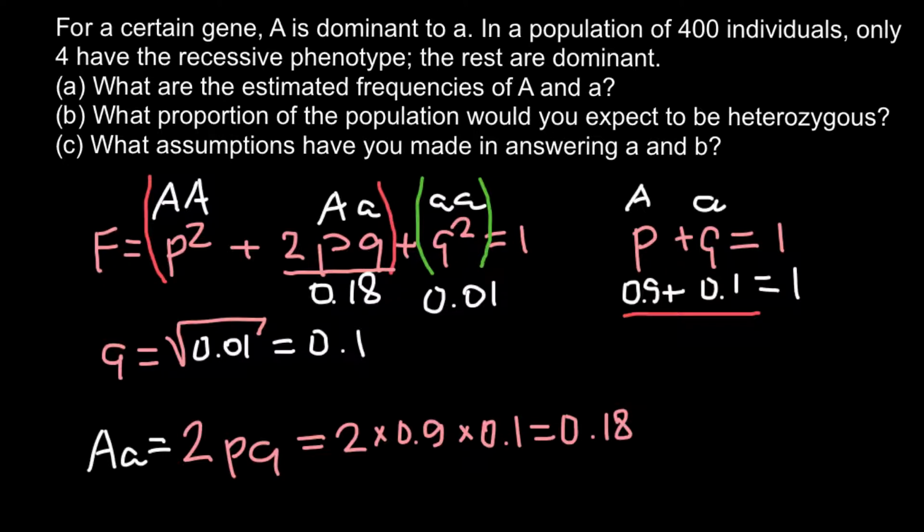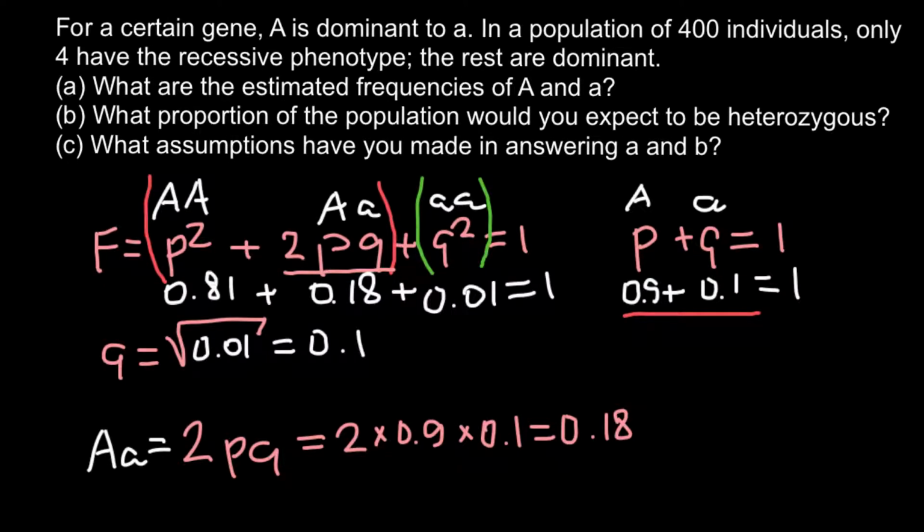The frequency of this genotype would be 0.18. And now it's of course super easy to answer what is the frequency of the homozygous dominant genotype. We have to add these two numbers, 0.18 plus 0.01, and we get 0.19, and that tells us that the frequency of this genotype would be 0.81. So when we add all these three genotypes, we get 1.